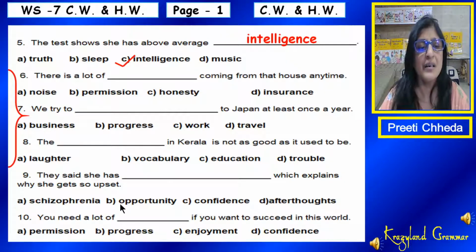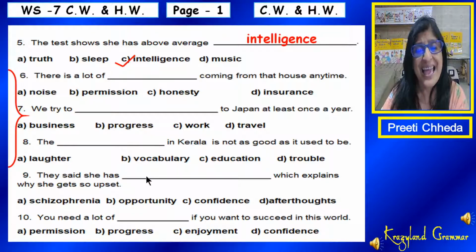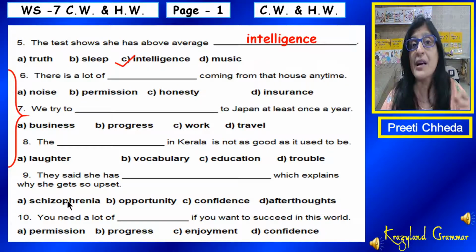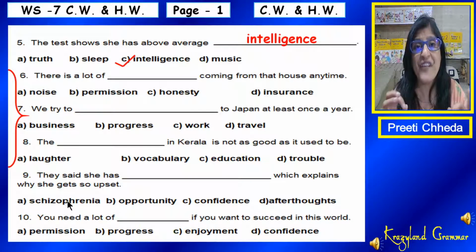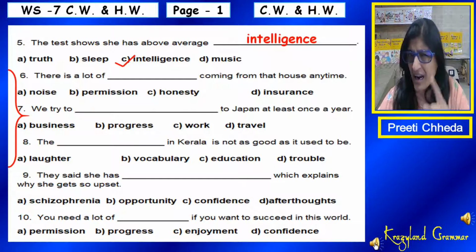So now the next one, number 9. They said she has dash, which explains why she gets so upset. Means people said that she has dash, and which explains why she gets so upset. A, schizophrenia, pronounced properly, schizophrenia. Okay, opportunity, confidence, or afterthoughts. So can you do it? I know. So your time starts now.